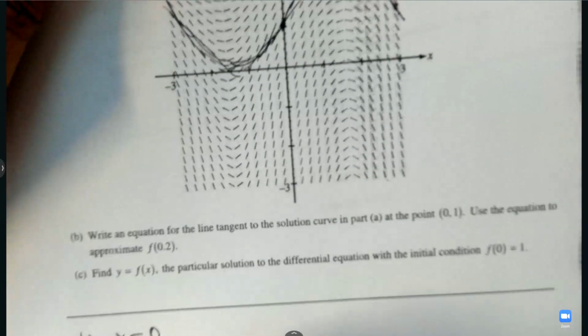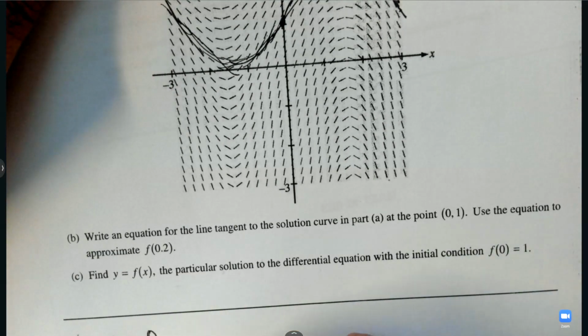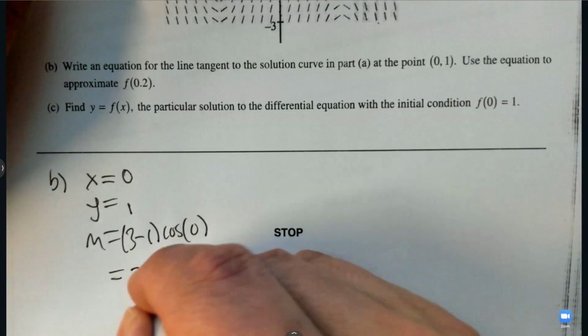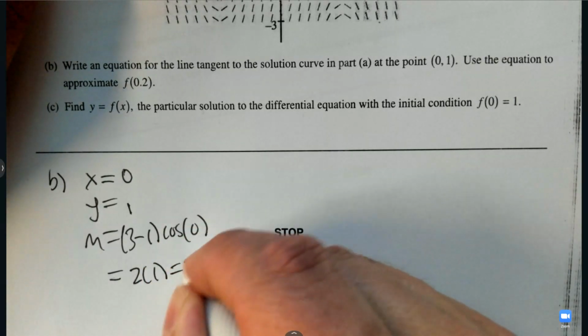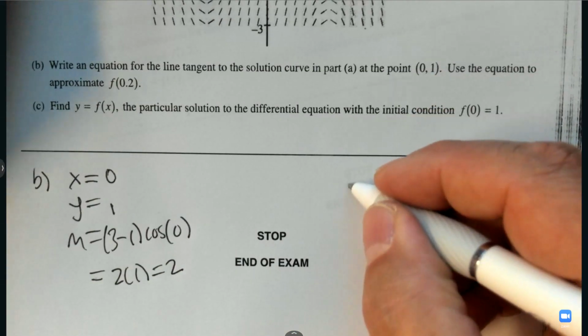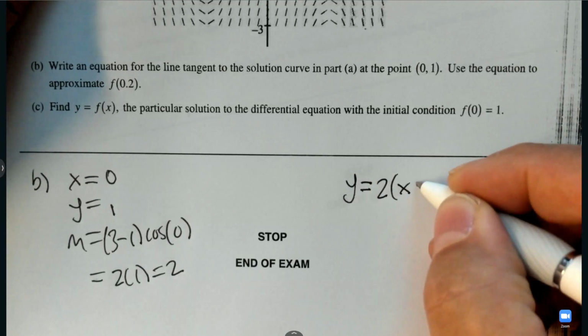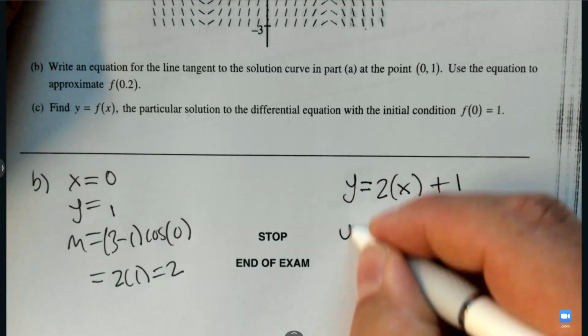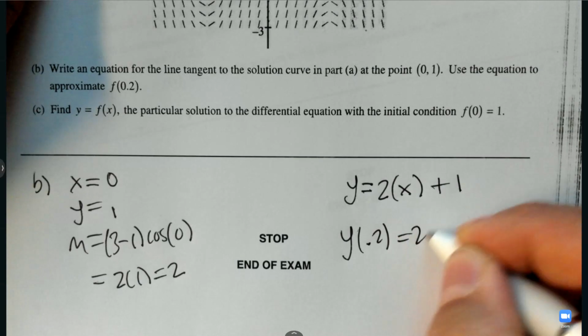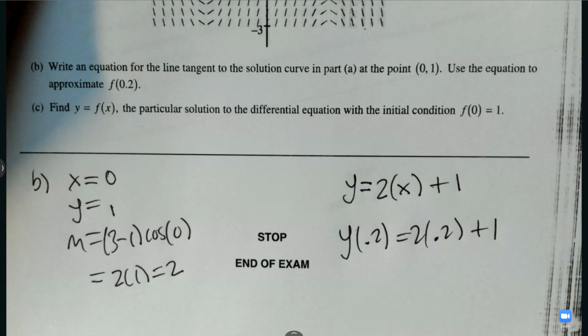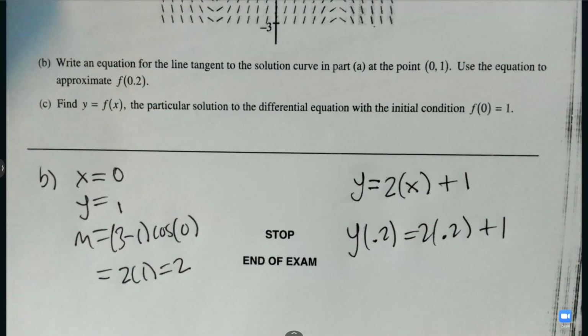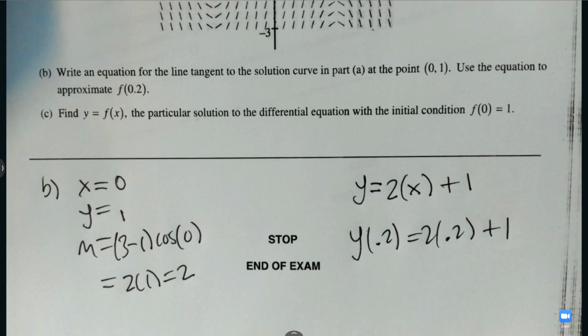So I'm going to go 3 minus 1 cosine, and then x is 0, and then solve it. So that's 2. Cosine at 0 is positive 1, so that answer is 2. So the equation of the tangent line would be 2, x minus 0 plus 1. And then if I'm going to estimate 0.2, plug in 0.2 for x, and you have your answer. Man, I wish it was that simple this year as it was in 2014.